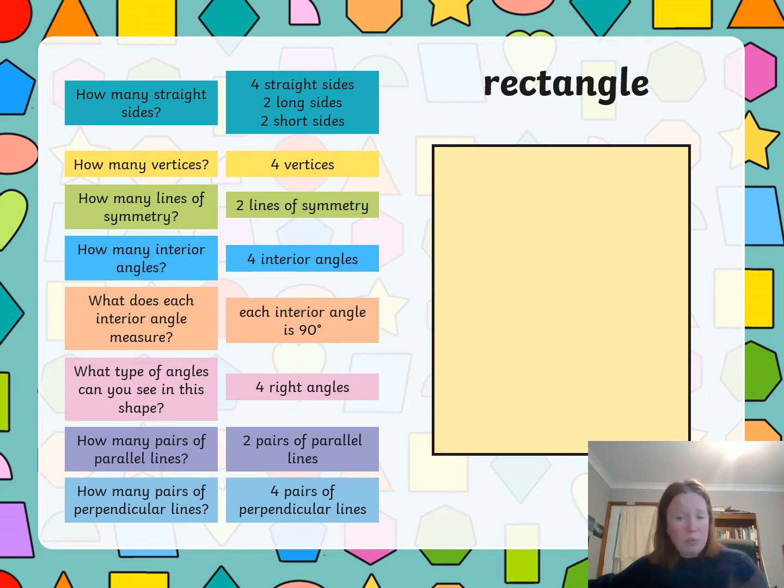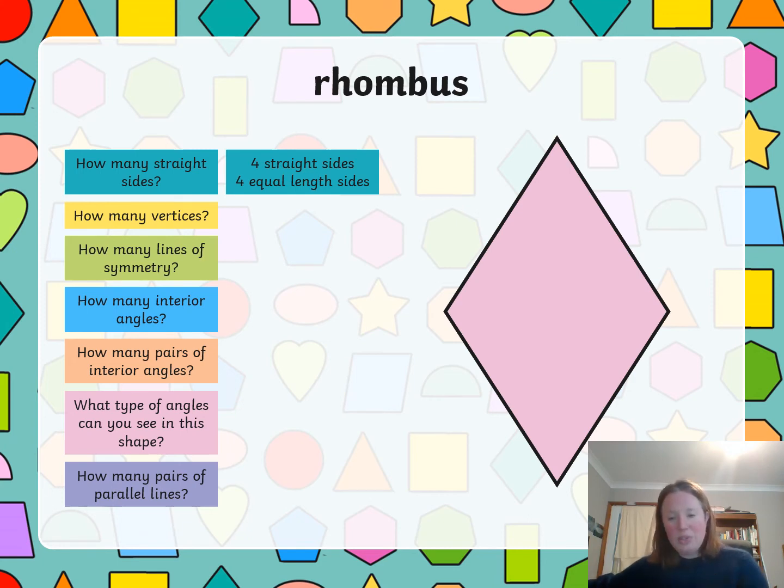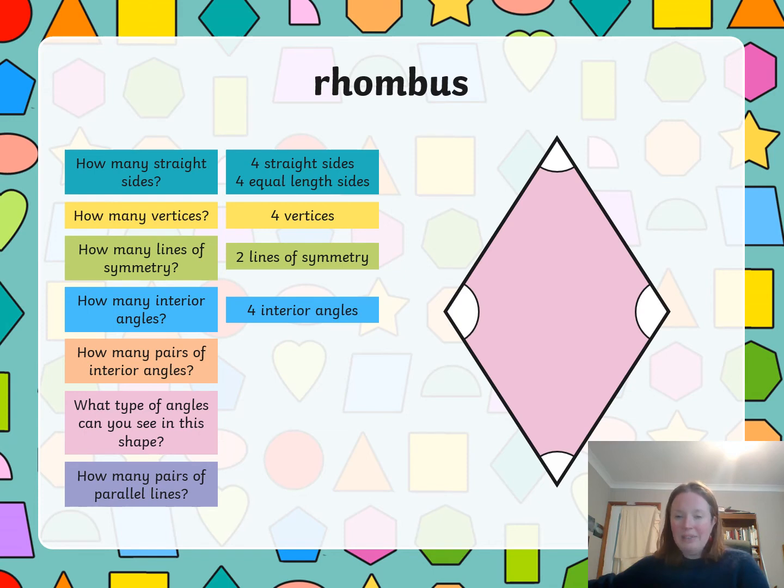Remember primary 7, if I'm racing through too quickly, you can pause the video, go back and listen to me again, okay? So a rhombus, looking like our diamond, a rhombus can look in slightly different shapes, but we have 4 straight sides. We're getting repetitive, primary 7, because I want you to get into the language when you're using this for the task today, which is to describe your own shapes that you've found, okay? How many vertices? 4 vertices. Lines of symmetry, 2 lines of symmetry. How many interior angles? 4 interior angles.